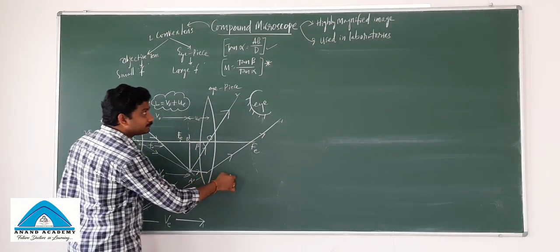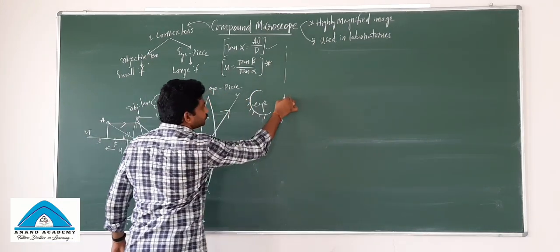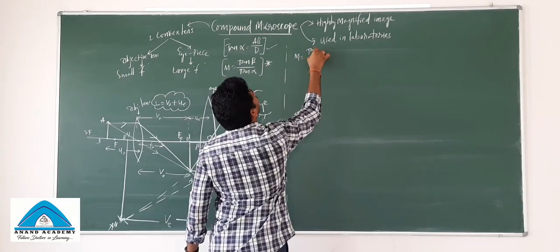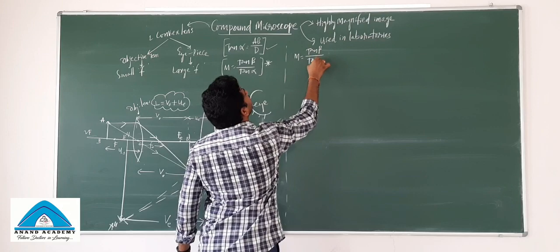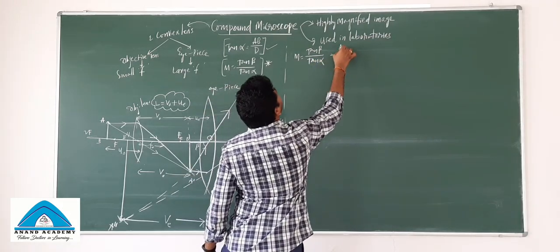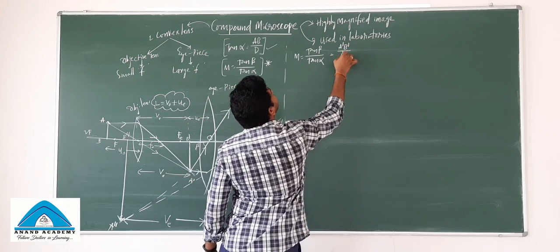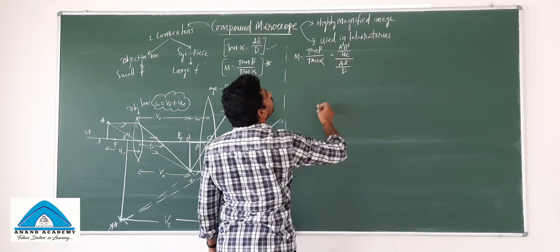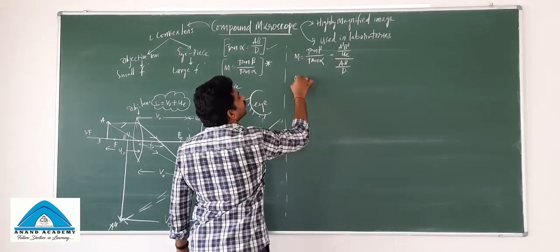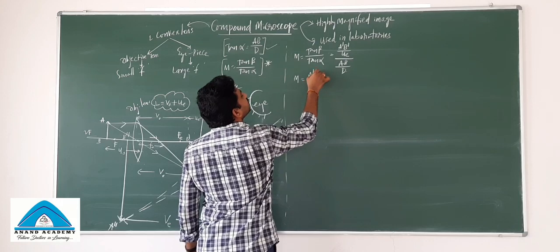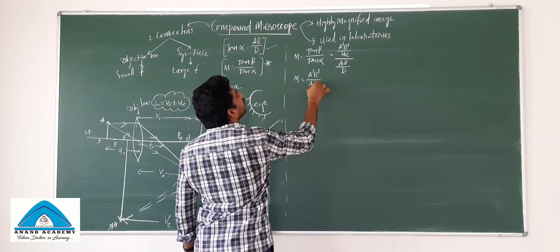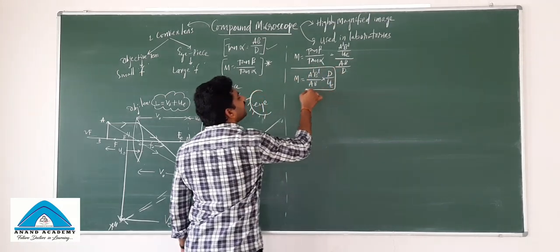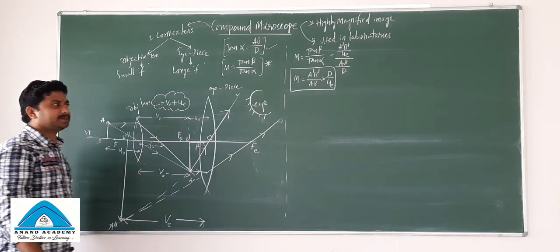So, I am writing here M is equal to tan beta by tan alpha. Tan beta is equal to A dash B dash by object distance, by tan alpha is AB by D. So from here what I can write, M is equal to A dash B dash by AB into D by UE. Look at the very interesting part of this concept.